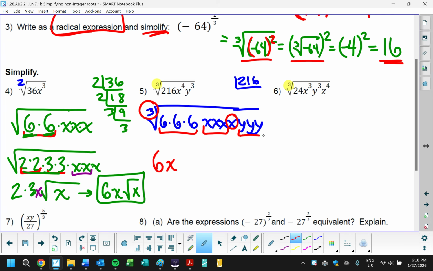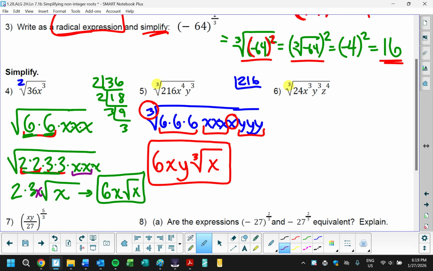Hold on to that. Y times y times y is going to be the equivalent of y cubed, which means we do still need the radical symbol, but the radicand, the only quantity left inside, is going to be a single x. So the final answer for number 5 is going to be 6xy multiplied by the cube root of x.